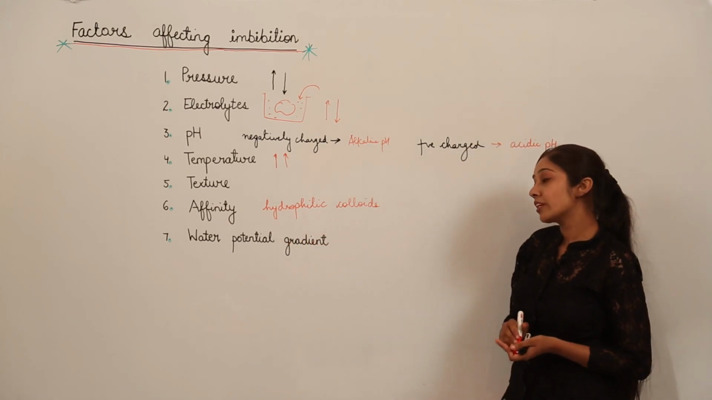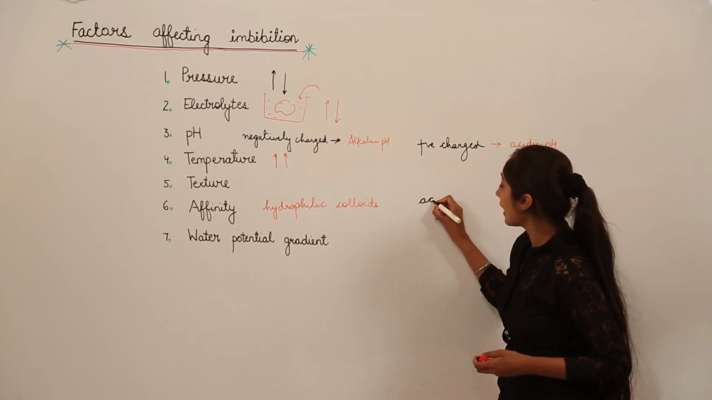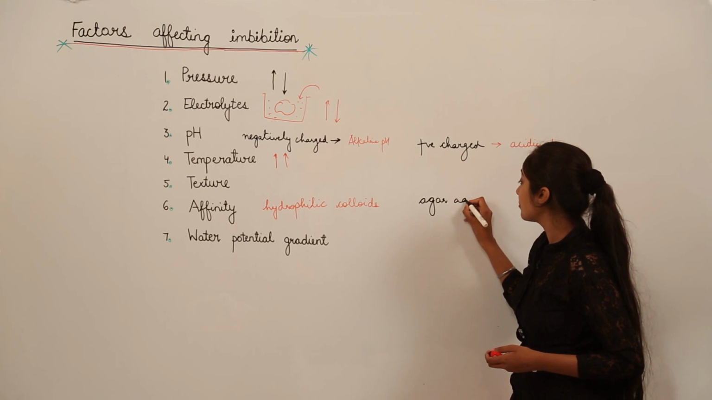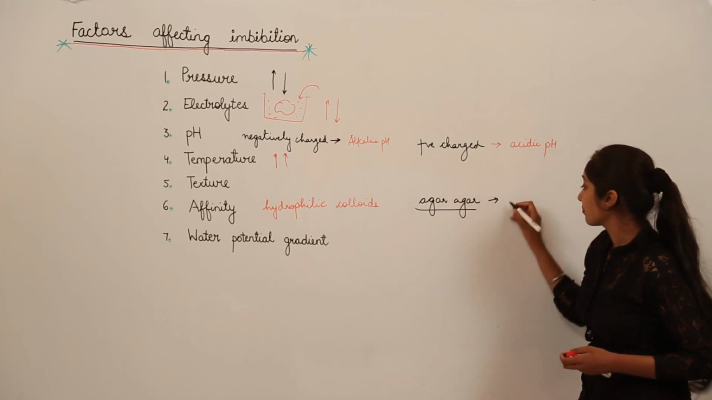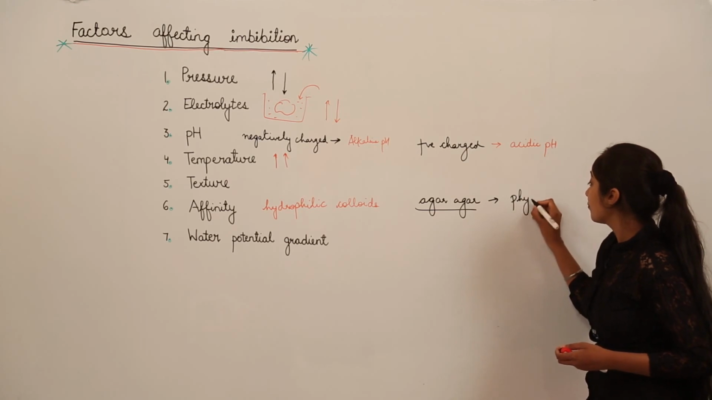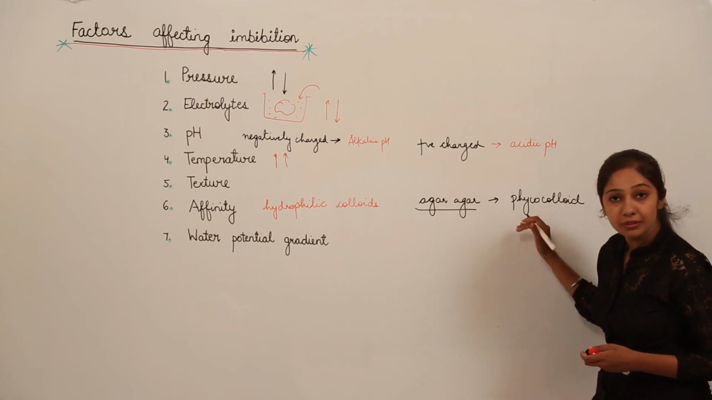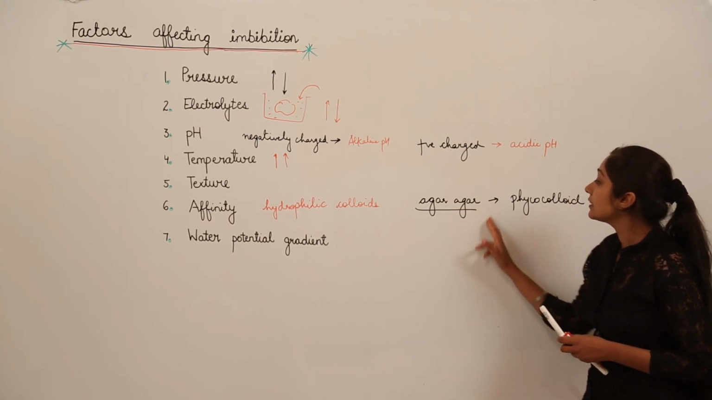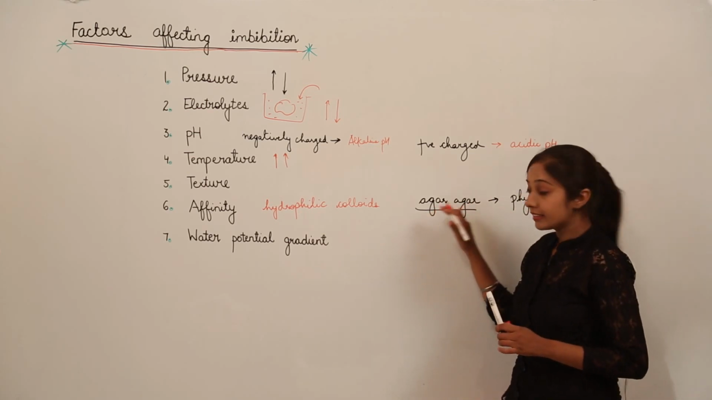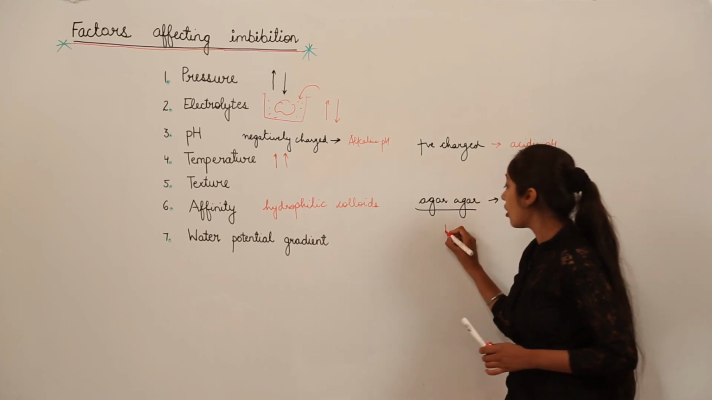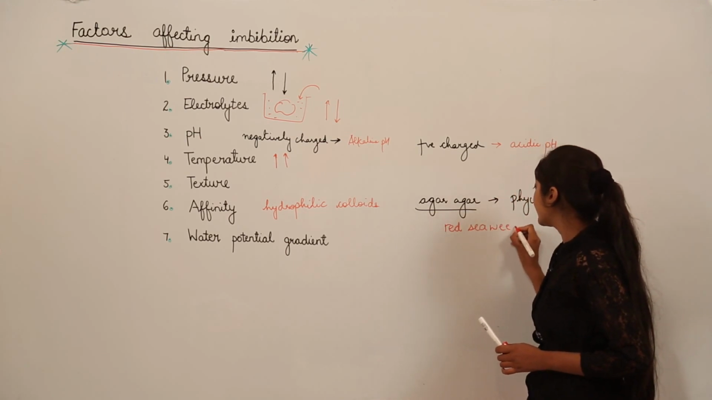If I have to give an example over here, I would give an example of agar-agar. I gave this example to you earlier also. This agar-agar is a phycocolloid. Now what does this word phycocolloid mean? Phycocolloid means this is extracted from seaweeds, and agar-agar is extracted from red seaweeds.